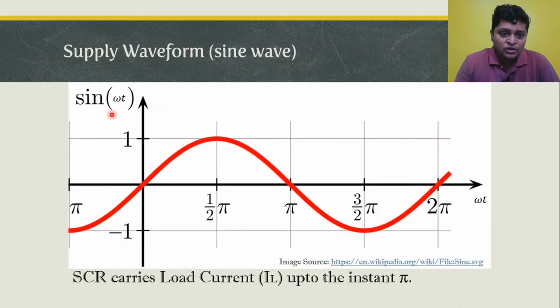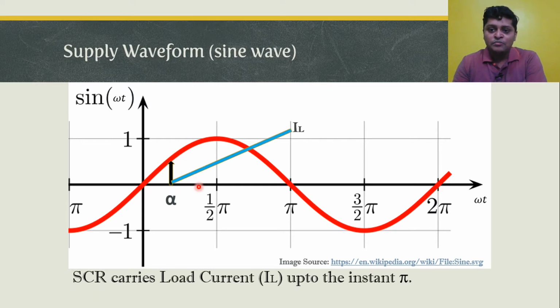So let's say the supply voltage is of sinusoidal nature. At the instant alpha we have applied a gate pulse. As soon as the gate pulse is applied, it forces the SCR to go in on condition. Because of that, a load voltage will get developed as well as load current will get established.